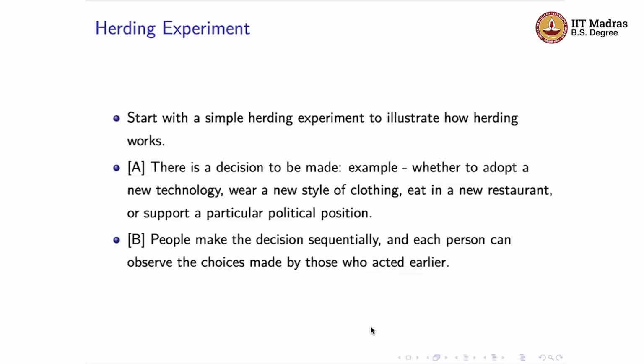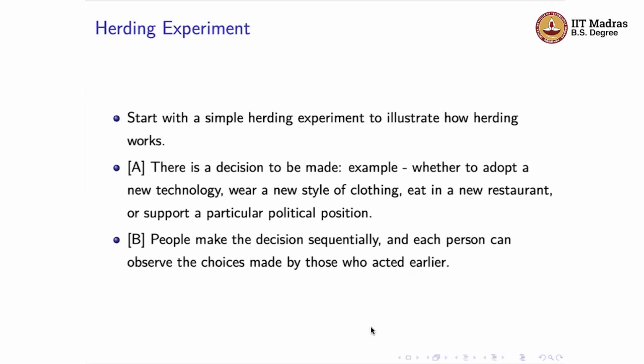So let us look at a small toy example to understand better how herding actually works. If you think about it, there are four different elements that we are trying to capture. The first one is that there is a decision actually being made. For example, from what we have just discussed, it could be deciding to adopt a new technology or not, whether to wear a new style of clothing or not, whether to eat in a particular restaurant or not, or whether to support a particular position or not. So the first component of herding is that there is one decision to be made.